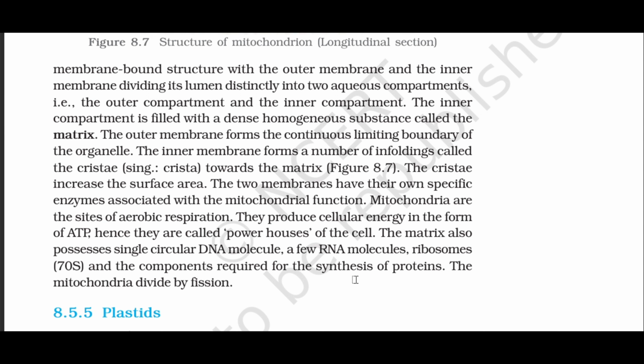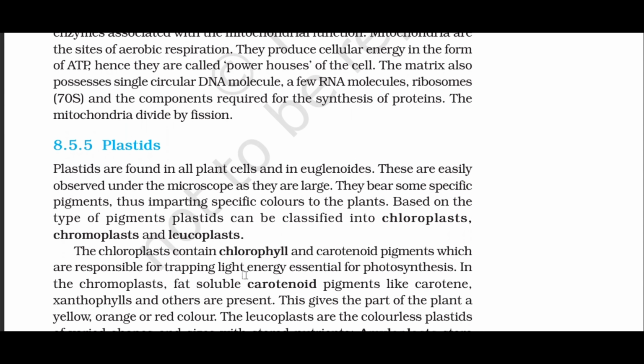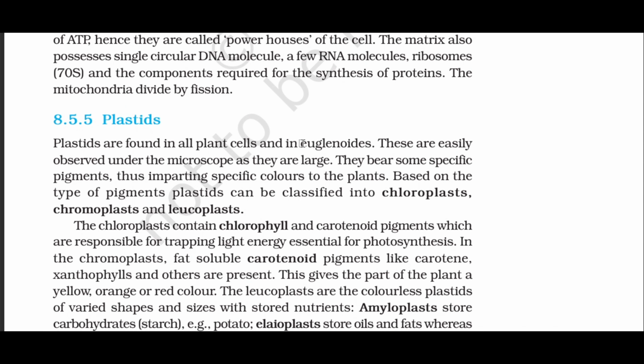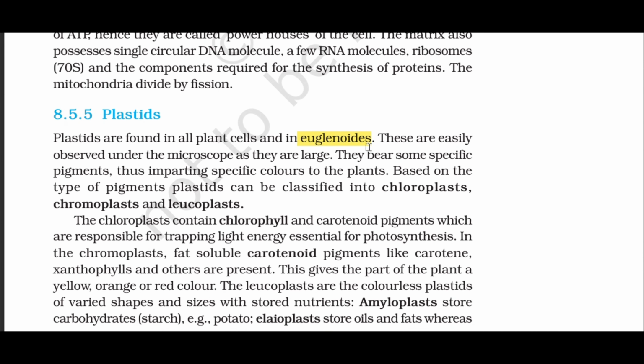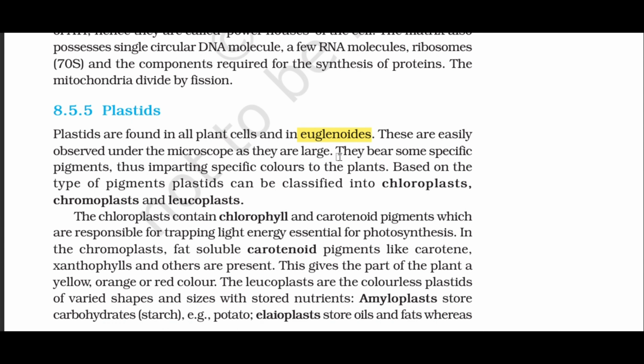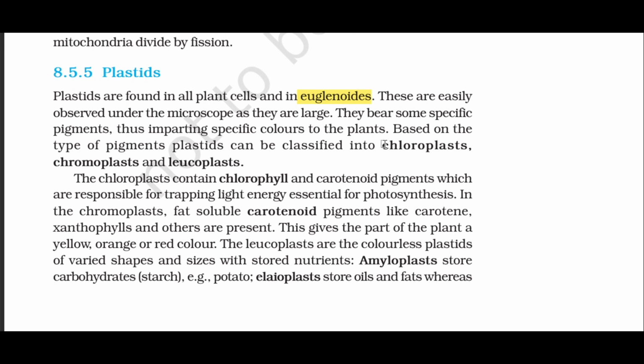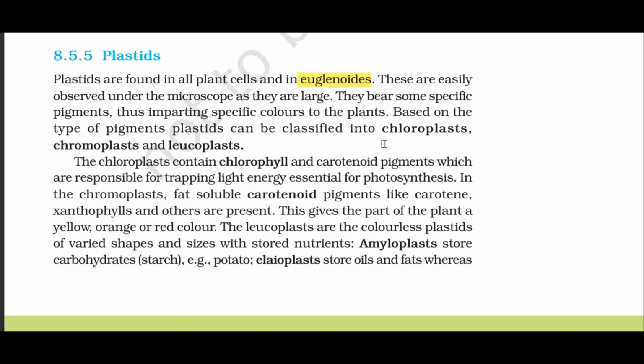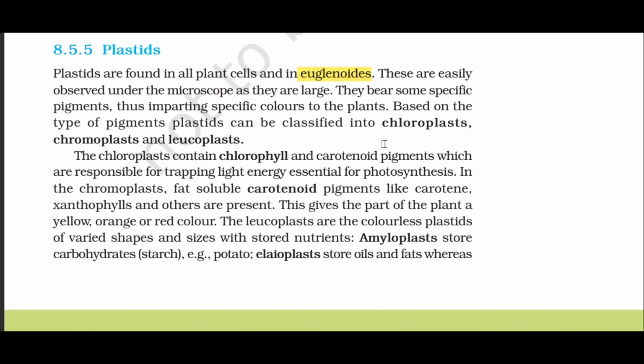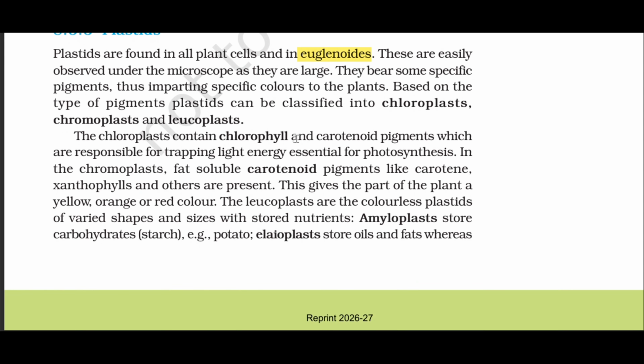8.5.5 Plastids. Plastids are found in all plant cells and in euglenoids. These are easily observed under the microscope as they are large. They bear some specific pigments, thus imparting specific colors to the plants. Based on the type of pigments, plastids can be classified into chloroplasts, chromoplasts and leucoplasts. The chloroplasts contain chlorophyll and carotenoid pigments which are responsible for trapping light energy essential for photosynthesis.